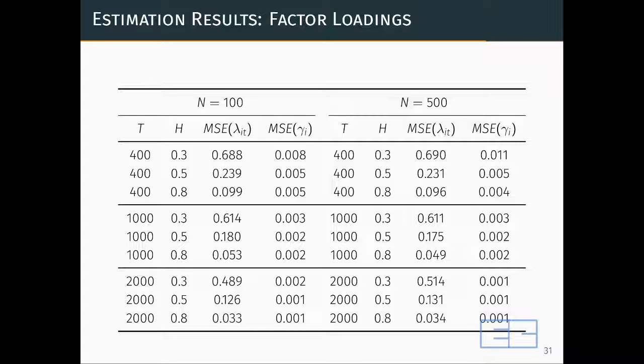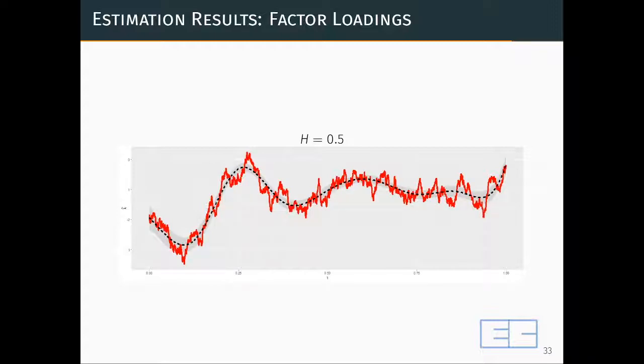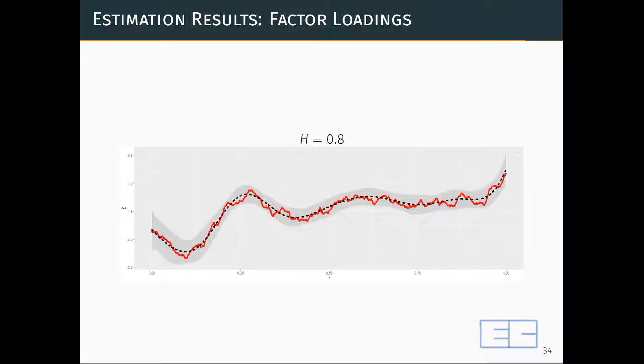The reason for this can be clearly shown in the following graphs. In this graph, we plot the true factor loading process with the red line. It is a fractional Brownian motion with Hölder coefficient 0.3. We also plot the average estimated path with the dotted line and the error bounds with the gray shaded area. We can see that the loading process is very noisy, and the spline approximation can only capture the large movements, but not the local variations. When h becomes larger, the loading paths are smoother, and the approximation works better.